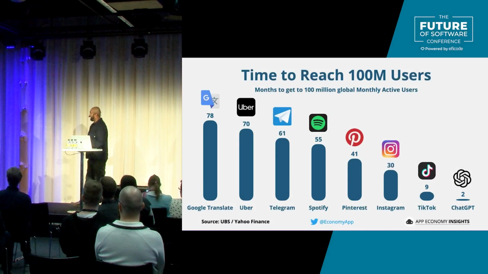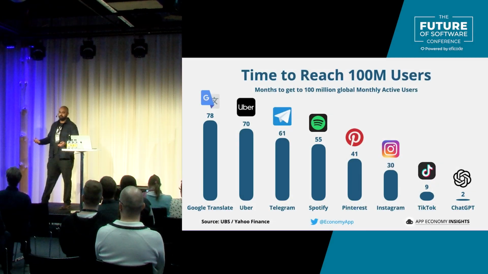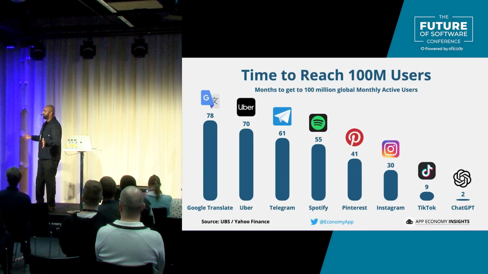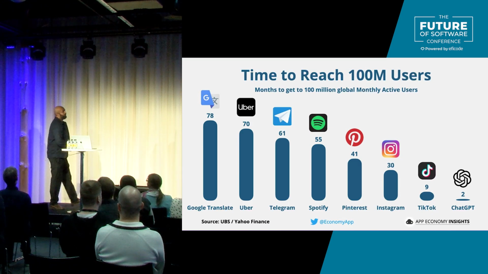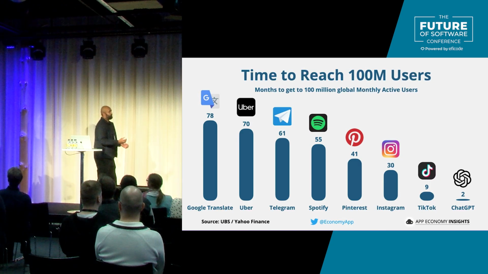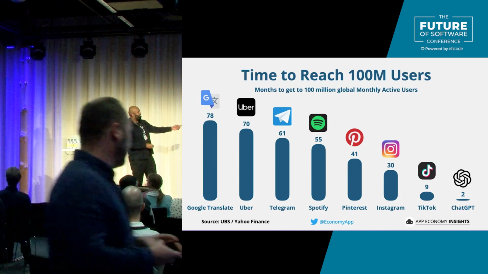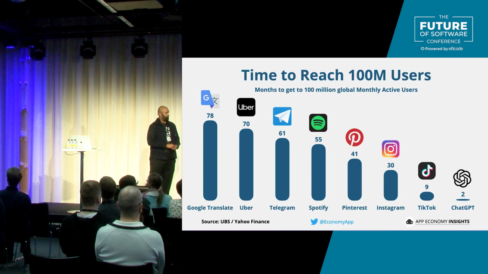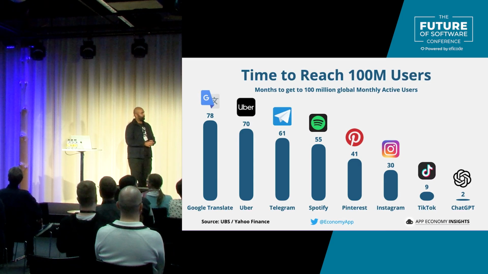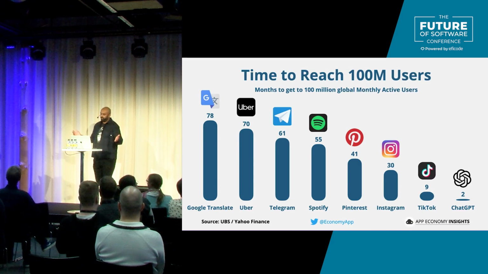There's been a lot said about AI in this conference, right? There's a lot of people talking about AI. I think I won't rehash old ground, but this is quite a good graphic, I think, just to show how popular it is and how much is being adopted. So Google Translate took 78 months to reach 100 million users. ChatGPT took 2 months. It's just absolutely insane. So it's coming whether you like it or not.